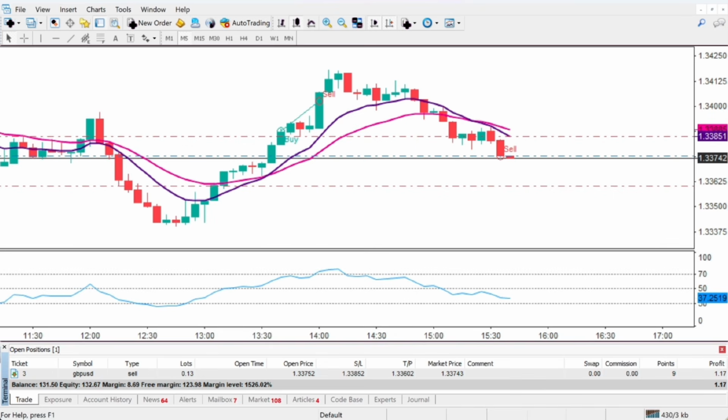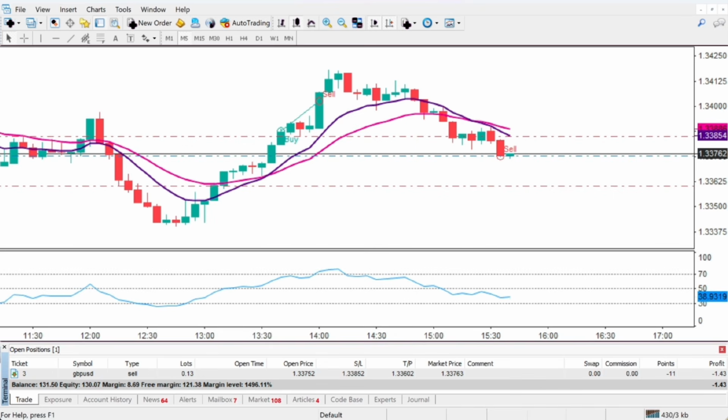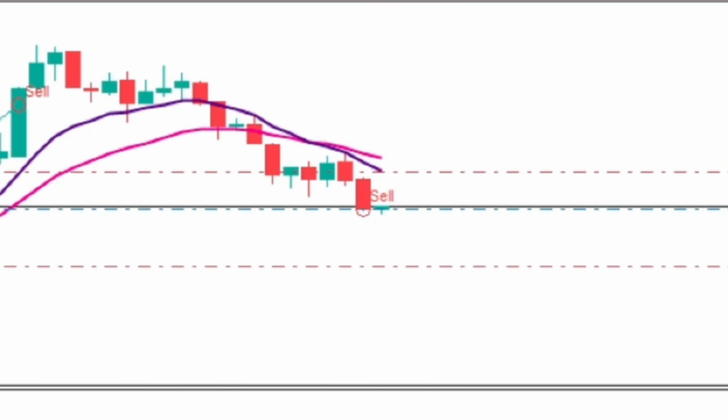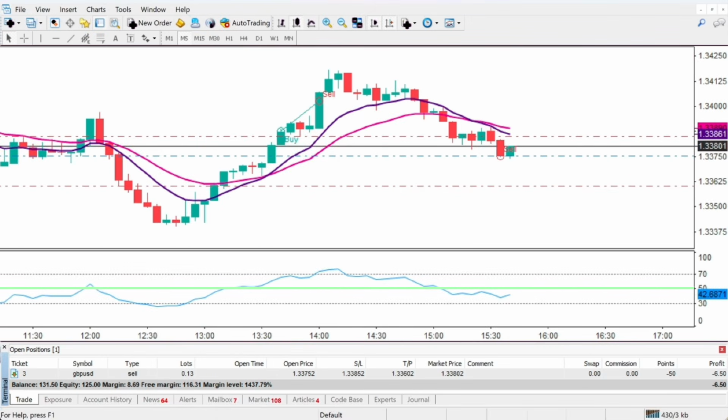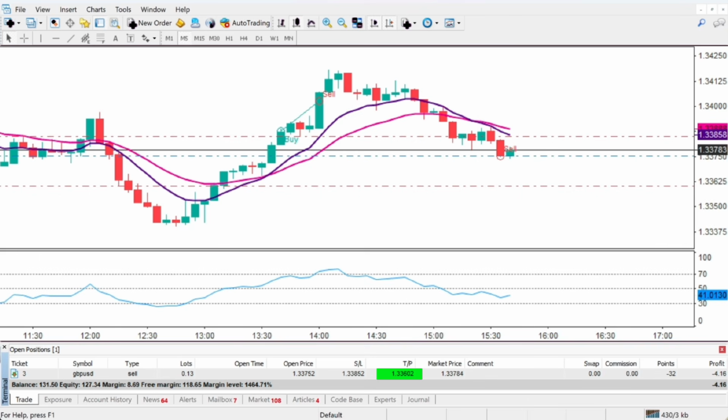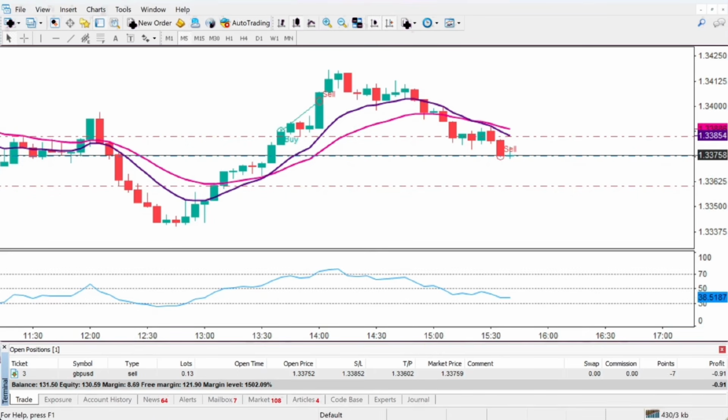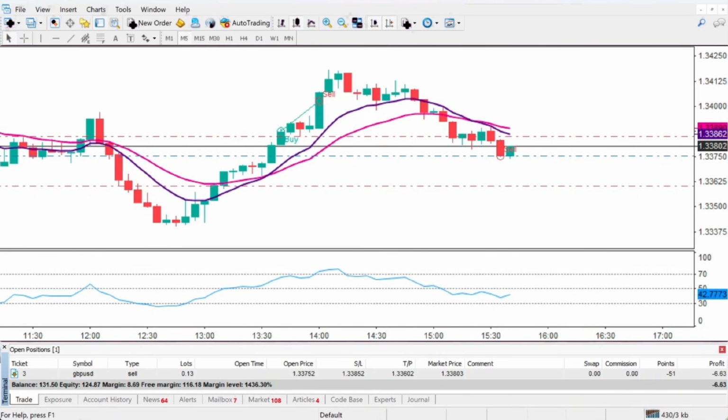Alright, moving on to trade number 3, and this time we've got a sell setup. The 10 EMA just crossed below the 20 EMA. RSI dipping under 50, so all the conditions line up perfectly for a short. I entered a sell at 1.33752. Stop loss 10 pips above. Take profit 15 pips below. And this time the lot size is 0.13. Yeah, I know. It's starting to get a little aggressive. But remember, this is still part of the live experiment, not financial advice.